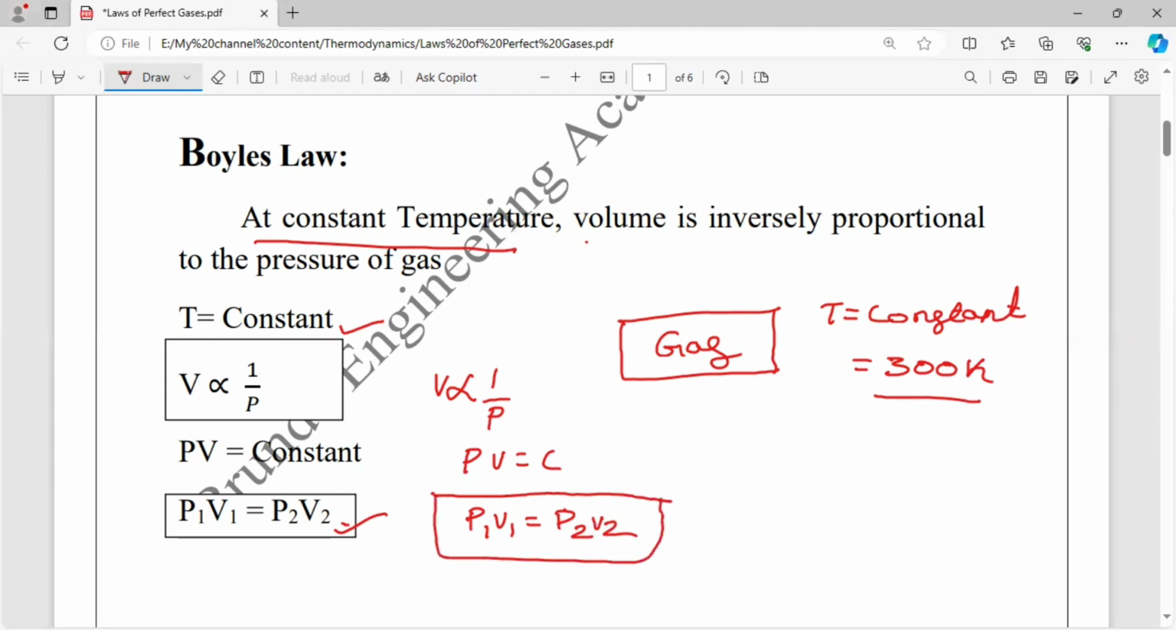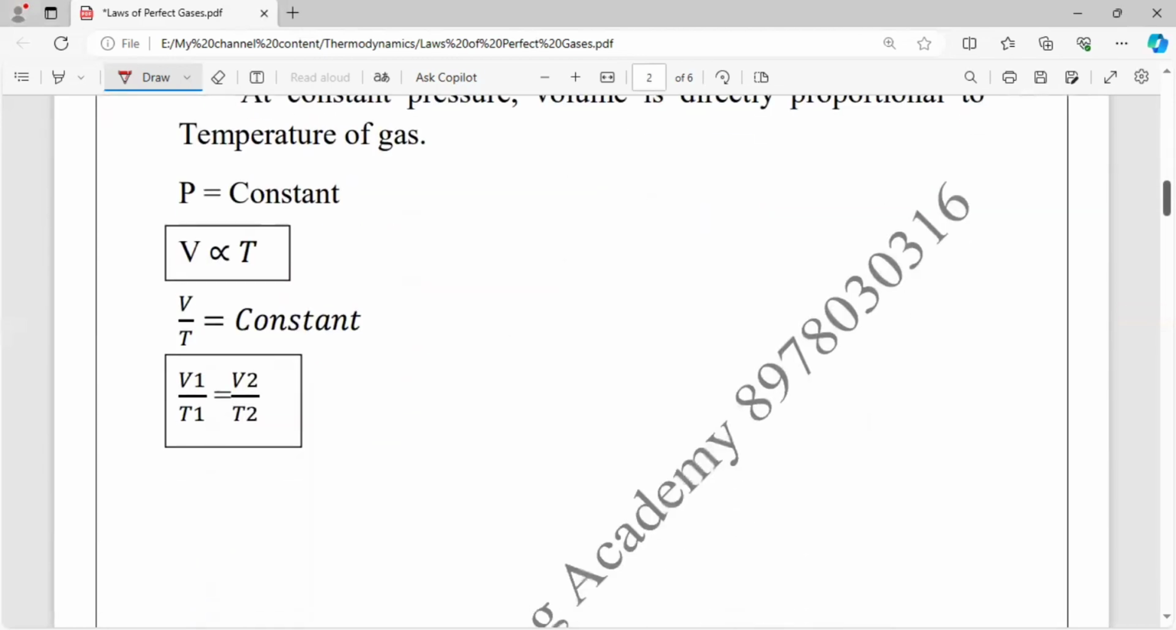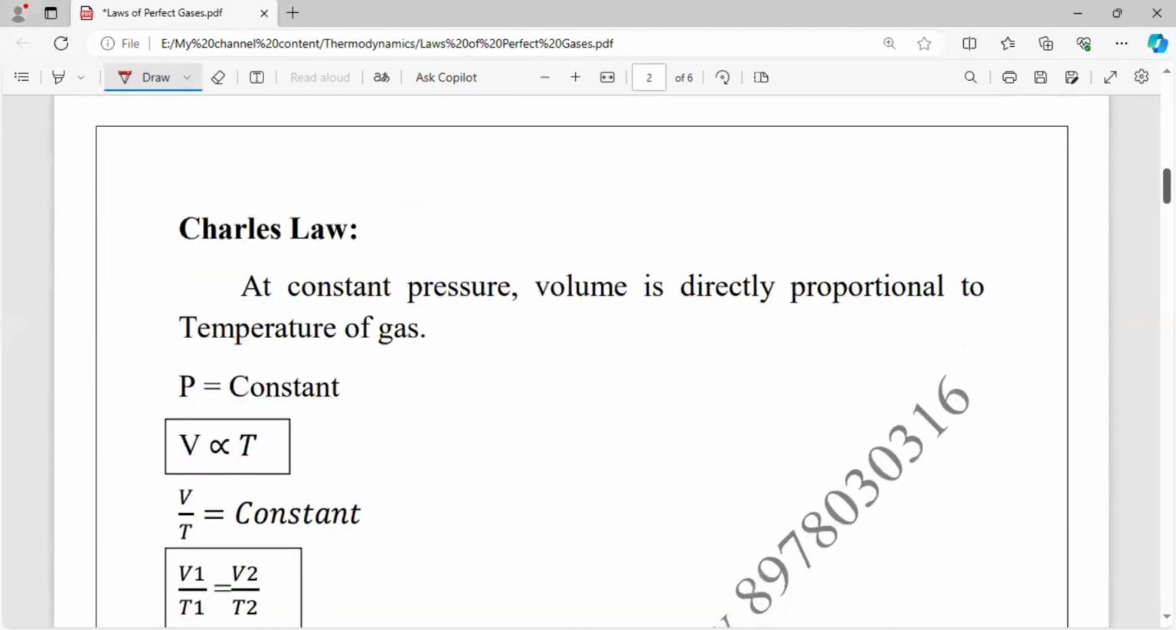Next law is Charles law. Let us discuss Charles law. In the previous case, Boyle's law, temperature is constant, whereas in Charles law, the pressure is kept constant. Volume is directly proportional to the temperature of the gas. Then it can be written as V by T equal to constant.